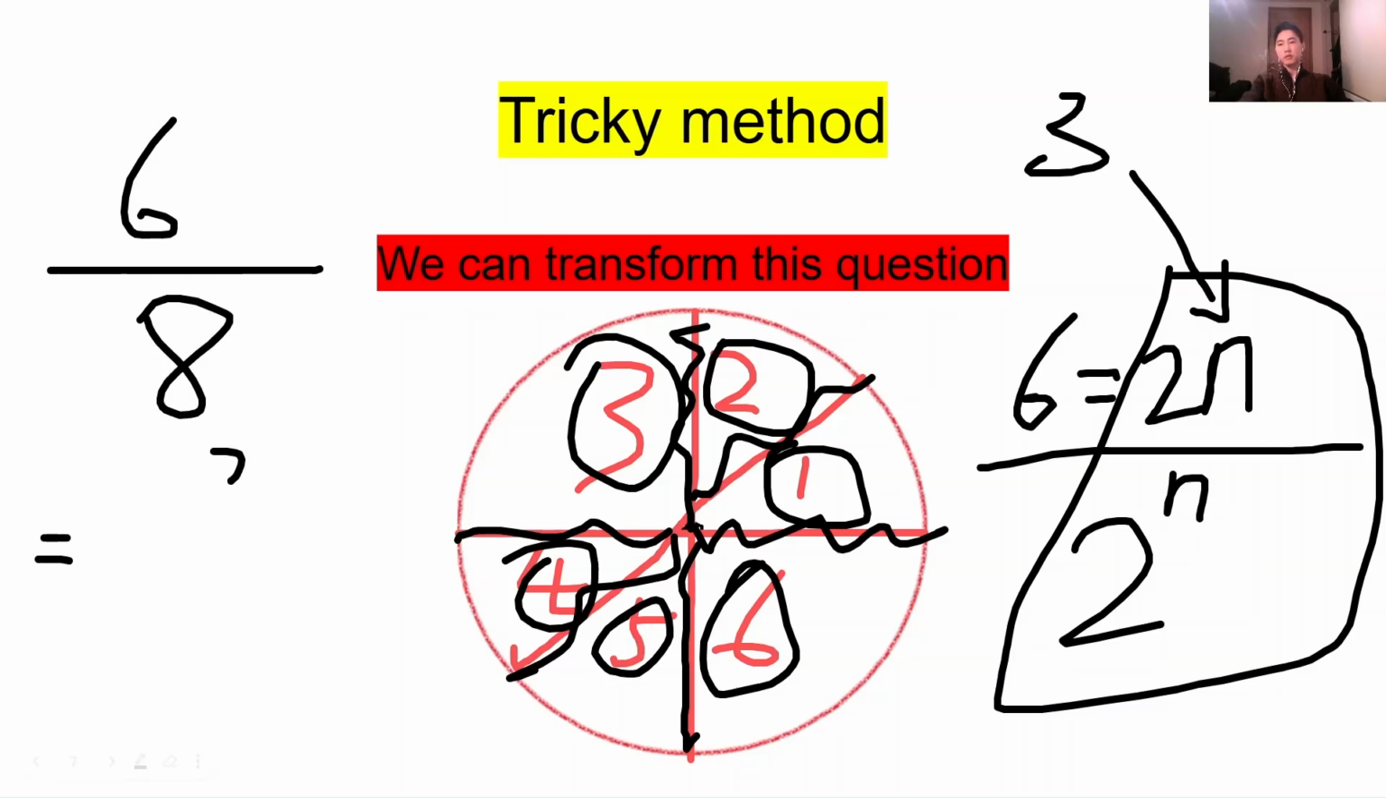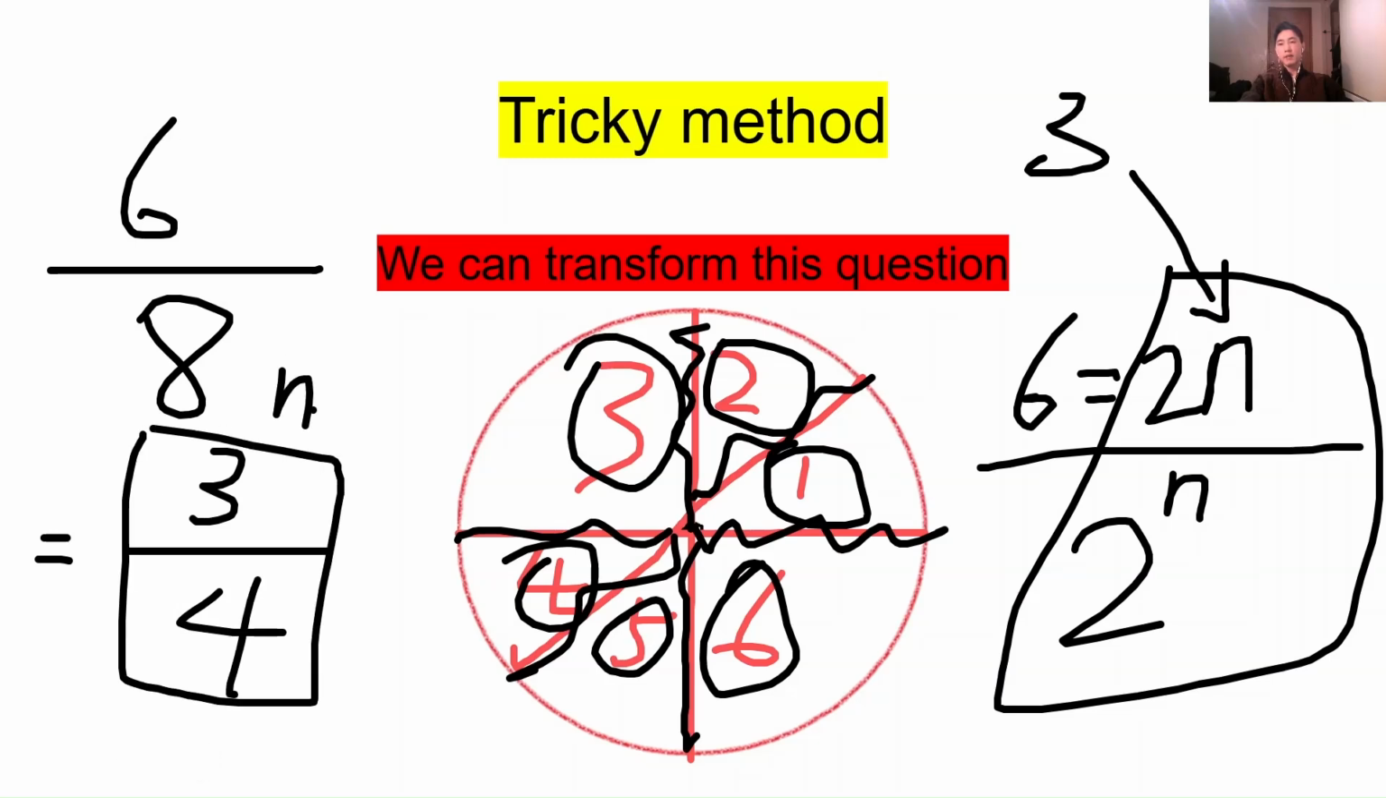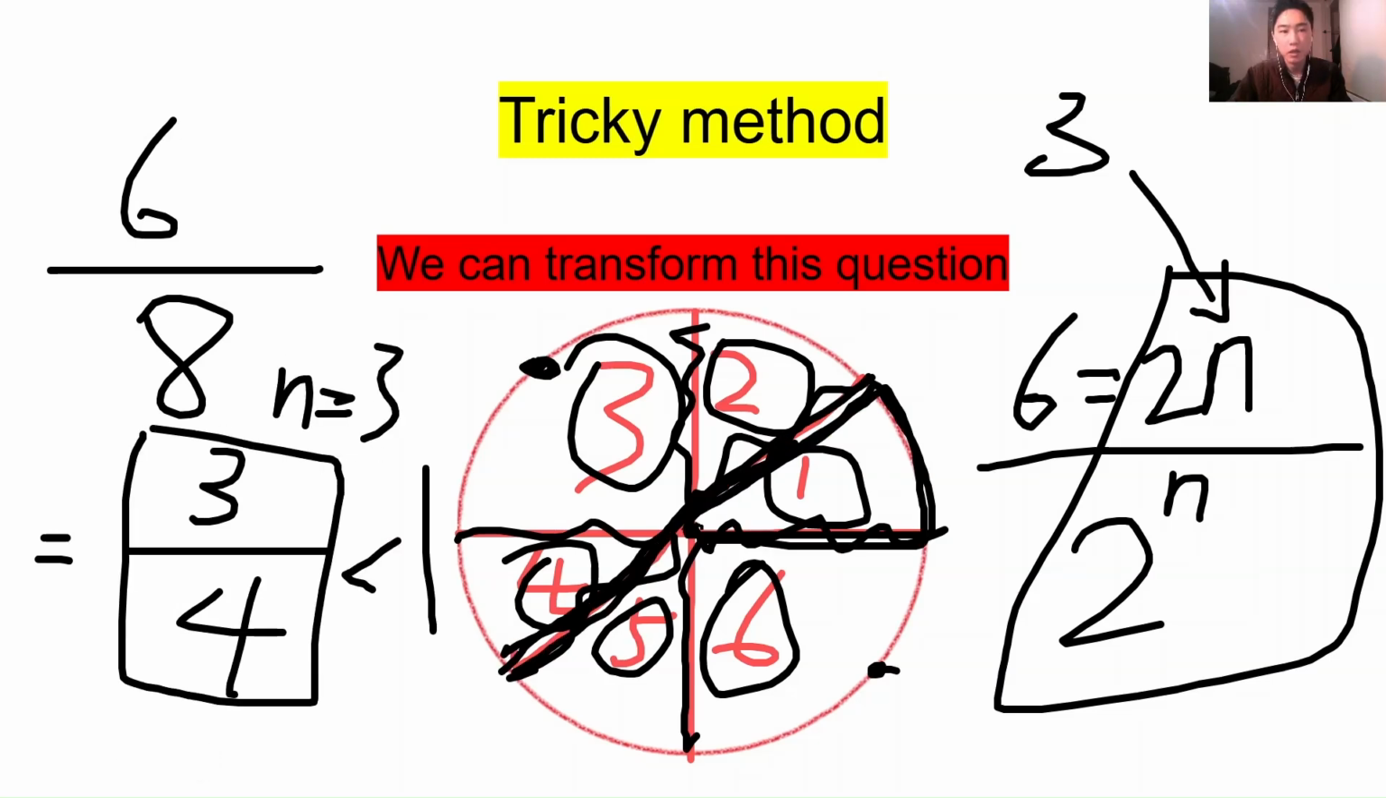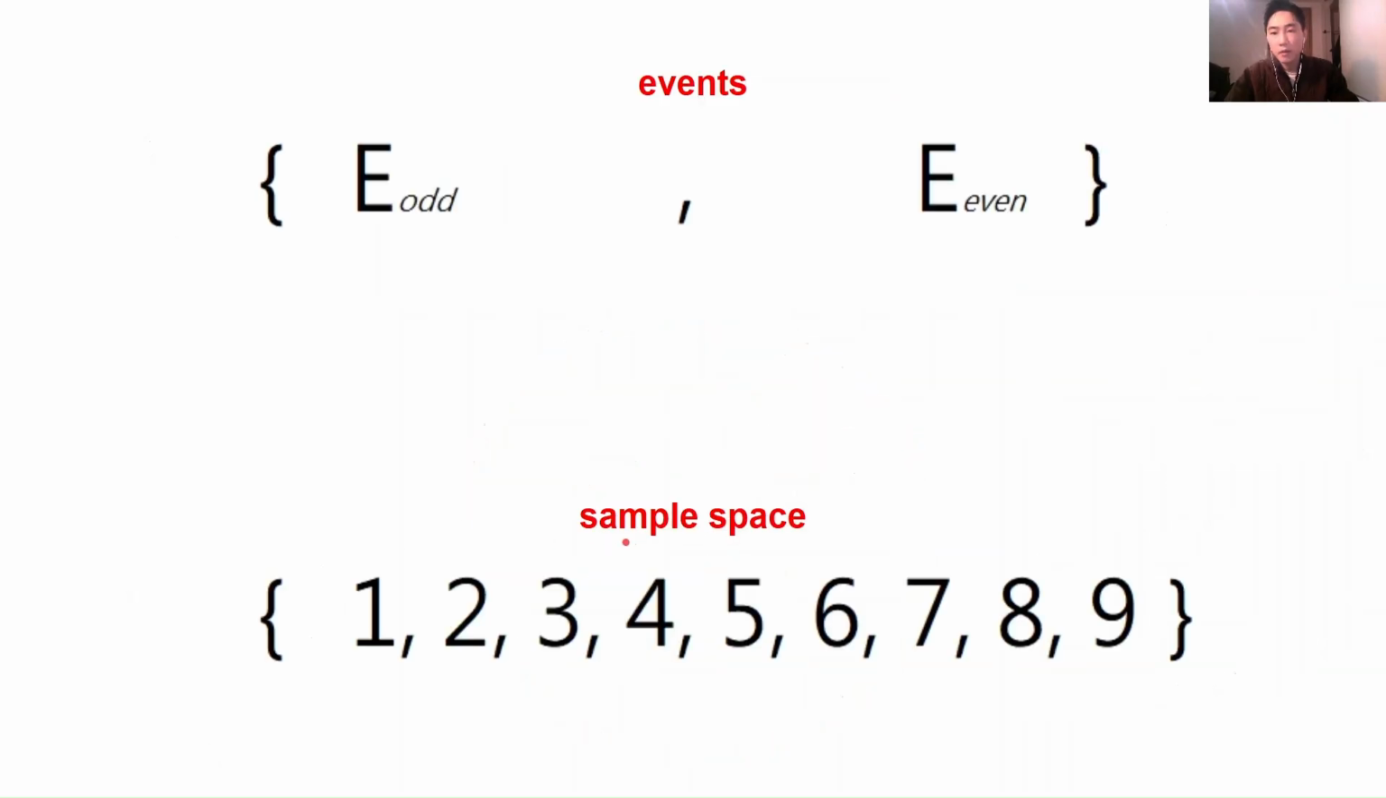So it equals 3/4. So this is the answer for n equals 3. It's a little bit unbelievable, so I'll try to make it more convincing. Now let us imagine a simple experiment.